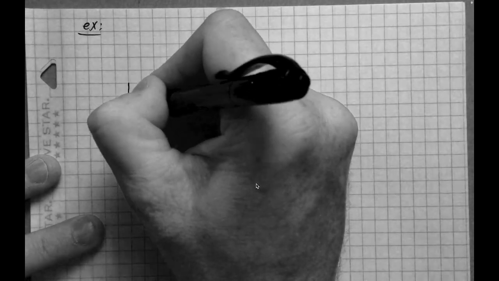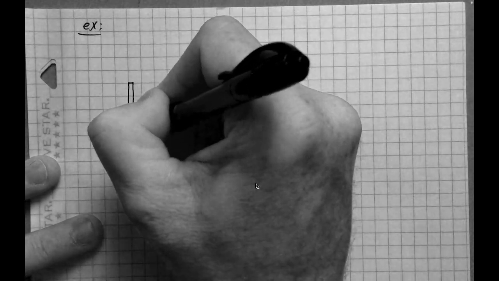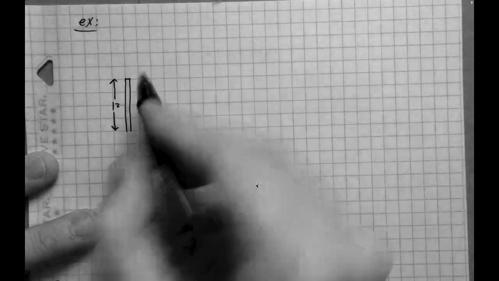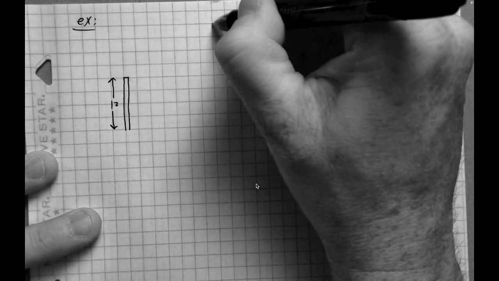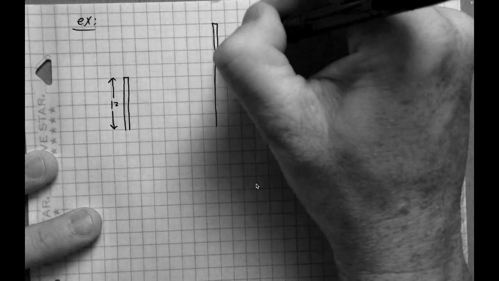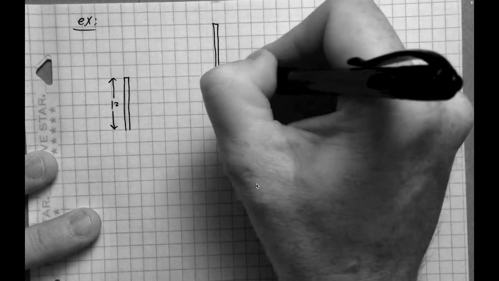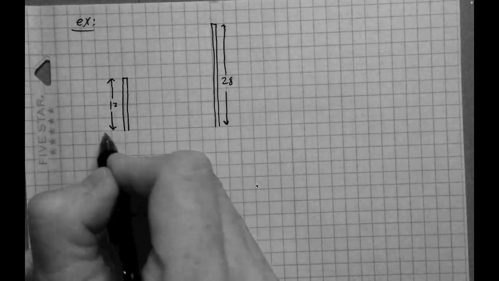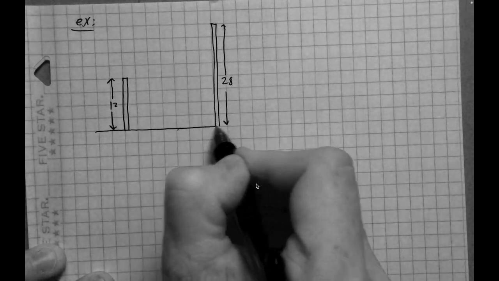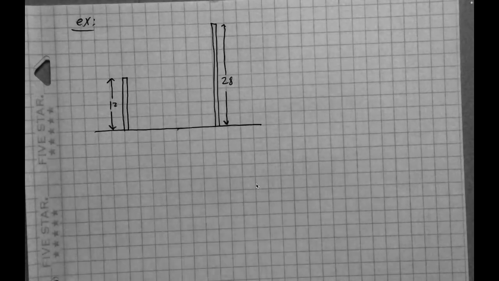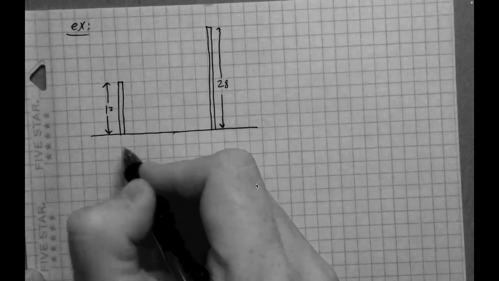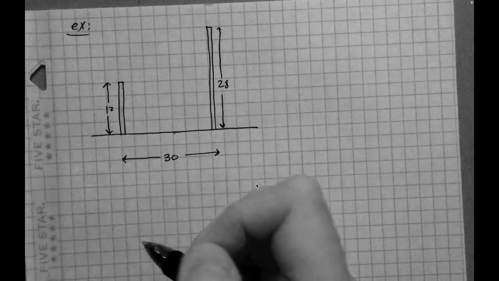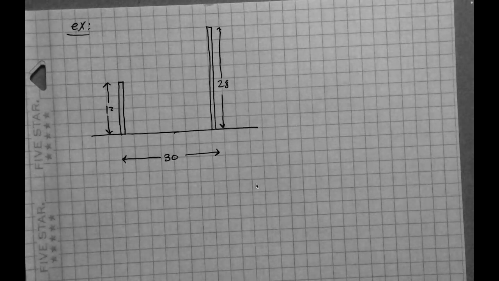So we've got two posts in the ground. They're stuck into the ground. One of them is 12 feet, and then the other one is some distance off, and it's taller at 28 feet. Okay, so this one's 28 feet high. And this one's 12 feet high. Now, obviously, they're sitting in the ground, right? They're posts buried in the ground. Now, the distance between them is 30 feet at ground level there.